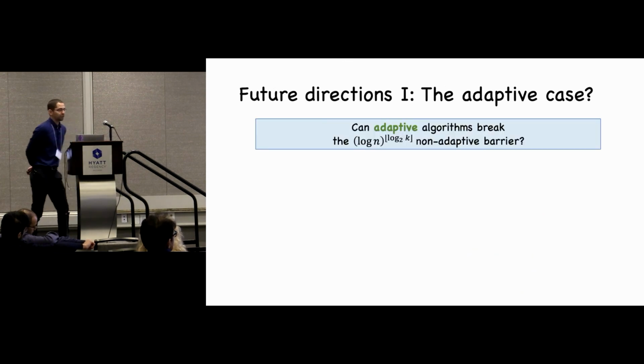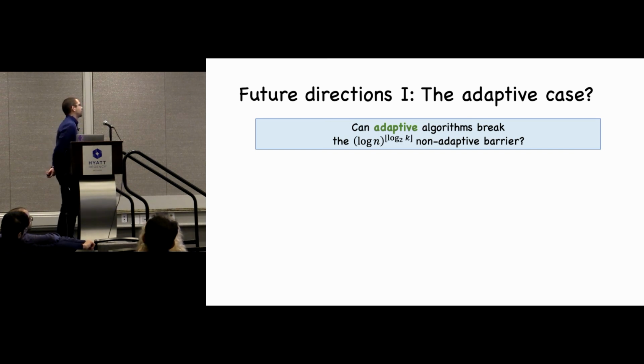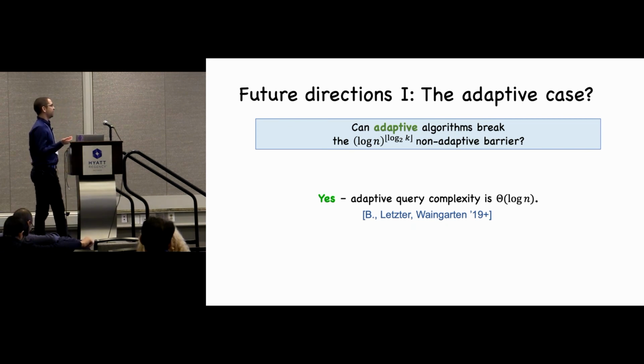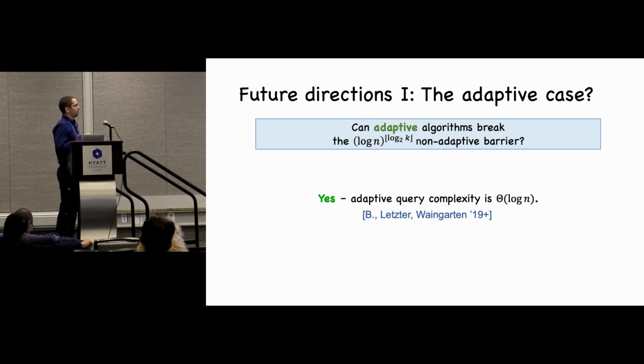Now, for future directions: this algorithm was non-adaptive. And the first question one may ask is, what can adaptive algorithms do? In fact, adaptive algorithms match the query complexity of monotonicity testing. For adaptive algorithms, you only need some constant that depends on k times log n, which is the query complexity of monotonicity testing over the line.